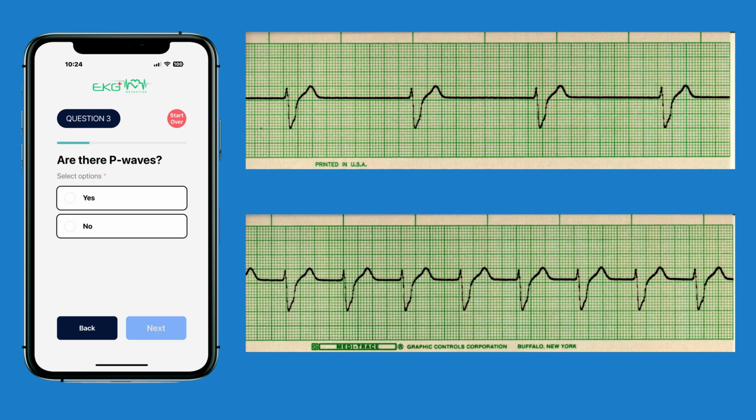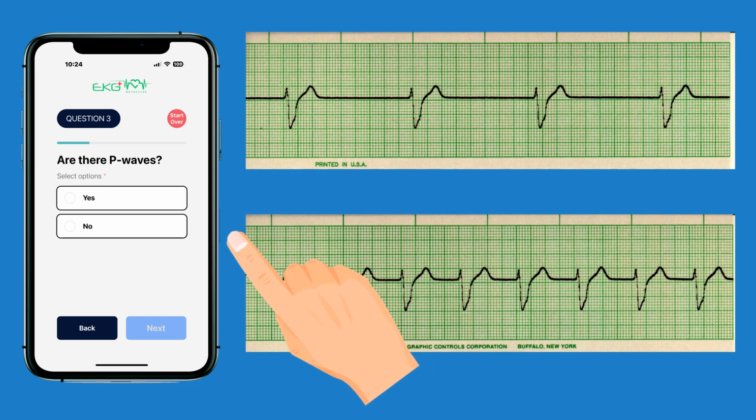The third question that the app is going to ask us is if there are P waves. And idioventricular rhythms will not have P waves because they don't originate within the atria. They originate within the ventricles, and P waves are created when an atrial focus, either the SA node or an atrial focus, depolarizes the atria, and that impulse works through the AV junction. And since these rhythms don't originate there, we're going to have no P waves.